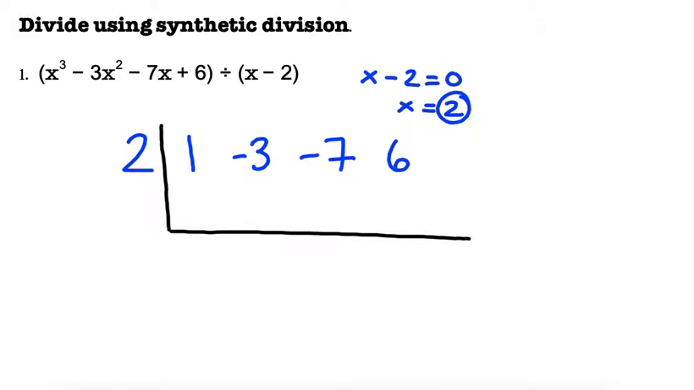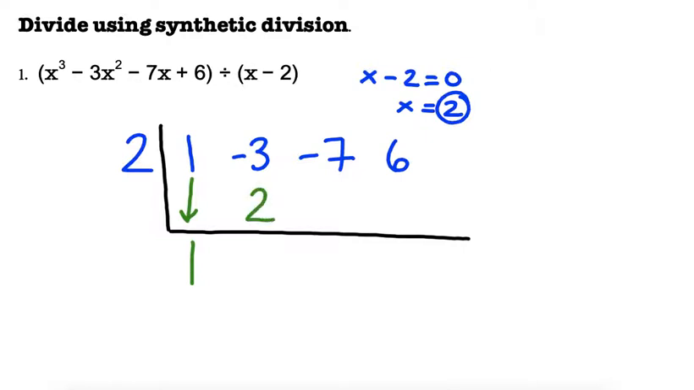Now, if you notice, I did not list any of the variables with it. That's why it's called synthetic. It's a little bit different. The process is as follows. The first digit that you wrote, the leading coefficient, is going to come straight down. Then you're going to multiply that 2 you have out in front by what you just dropped down. So 2 times 1 is 2.